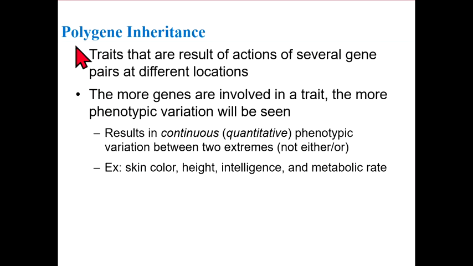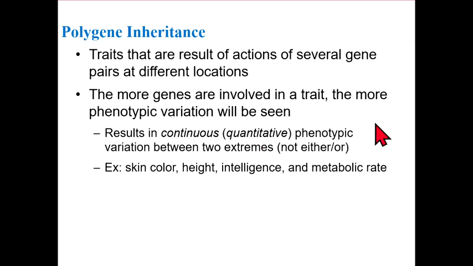Another type of genetic inheritance is polygenic inheritance. Traits that are a result of actions of several gene pairs at different locations. So, the more genes are involved in a trait, the more phenotypic variation will be seen. And we see this a lot in humans. The results are continuous phenotypic variation between the two extremes.